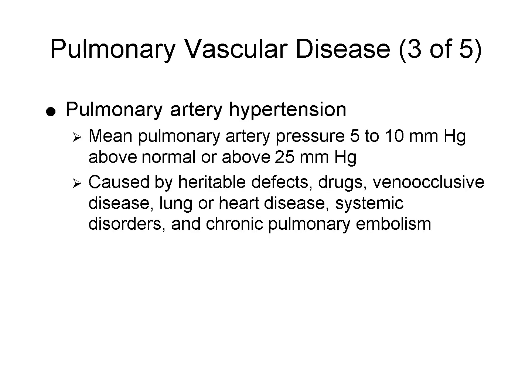Pulmonary artery hypertension is a condition in which the mean pulmonary artery pressure is significantly elevated, 5 to 10 millimeters of mercury above normal or greater than 25 millimeters of mercury at rest. It can be caused by genetic mutations, drugs, left heart disease, chronic lung disease, or chronic thromboembolism. The increased pressure places strain on the right side of the heart and progressively reduces oxygen exchange. Over time, it can lead to right heart failure if not managed.